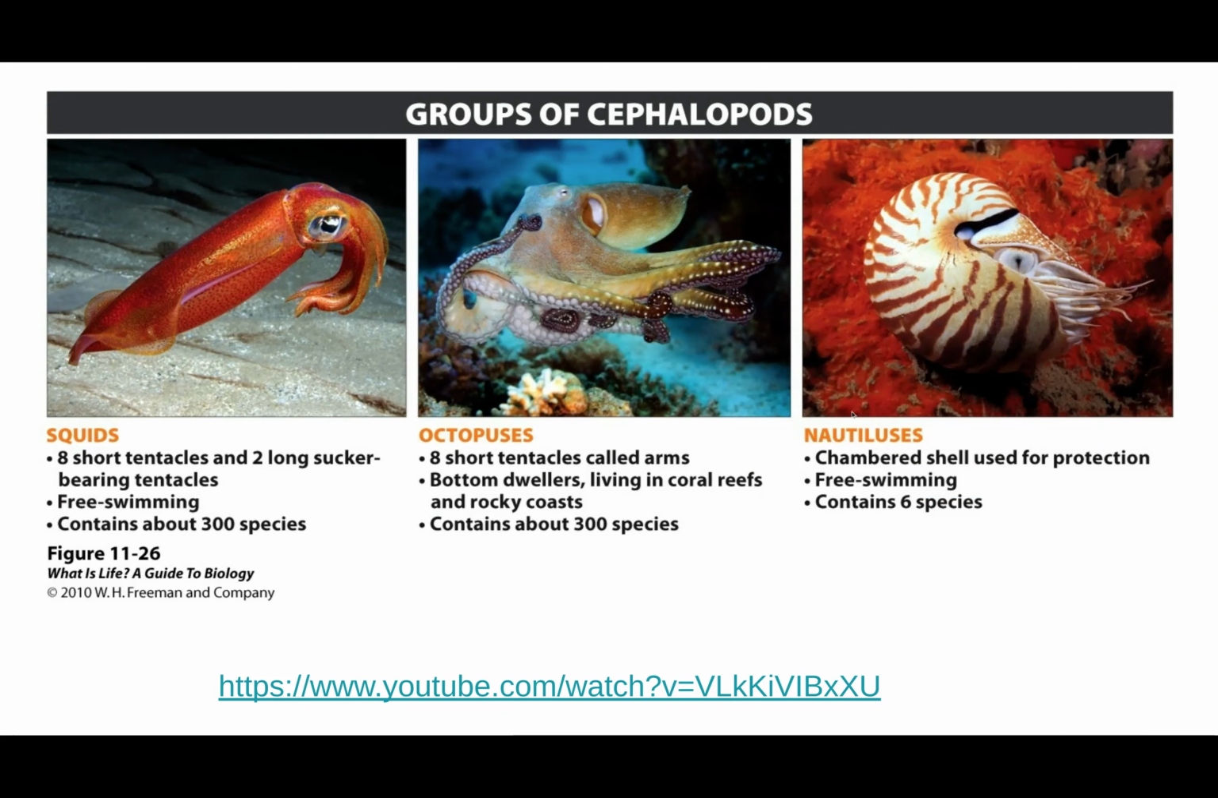And then we have our nautilus. There's only about 6 species out there. They're essentially chambered. They have these little tentacles. They are free swimming. They essentially eject water out of their mouth to push them along. Pretty cool looking group of organisms.